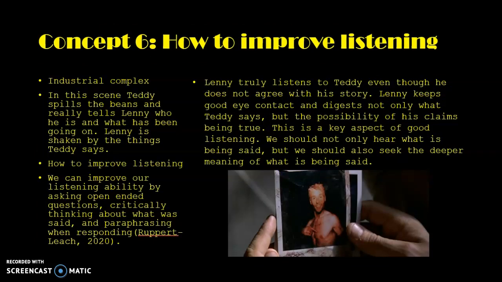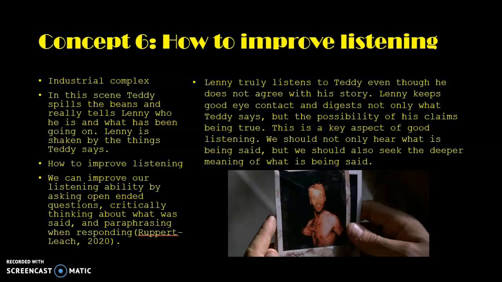So we have concept number 6: how to improve listening. In the final scene, Teddy goes ahead and spills the beans. Like I said earlier, I don't want to ruin the film for anyone who hasn't seen it because it's a great movie. I highly recommend watching it. I tried including as much information as I could without spoiling anything.